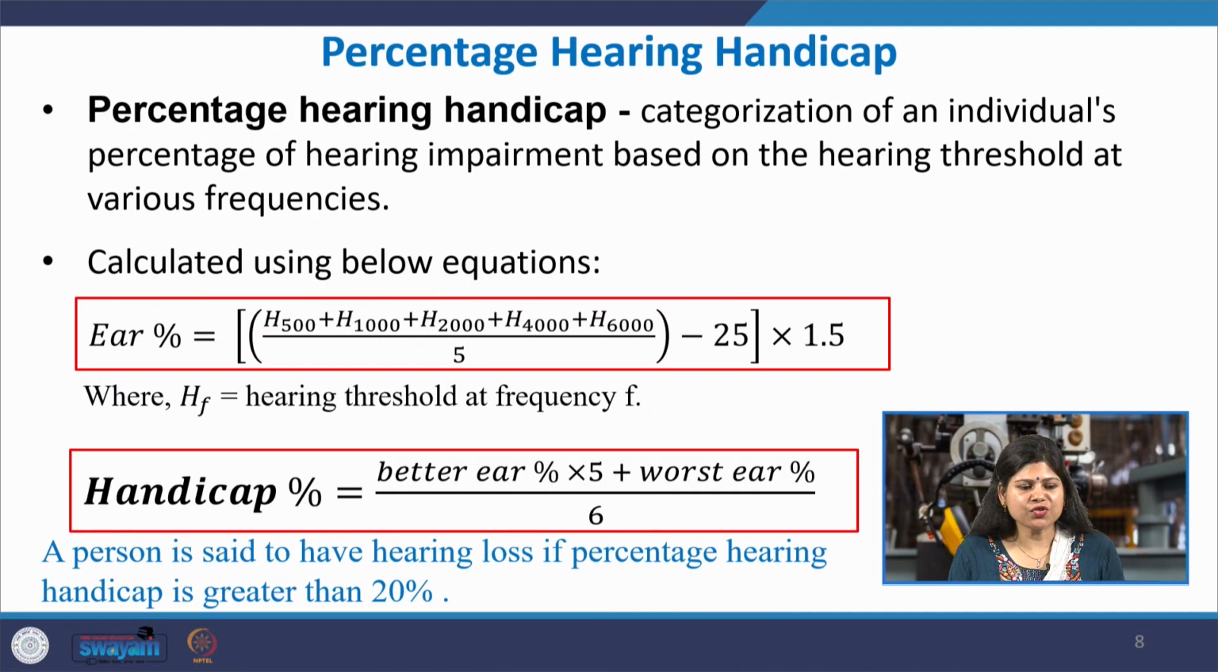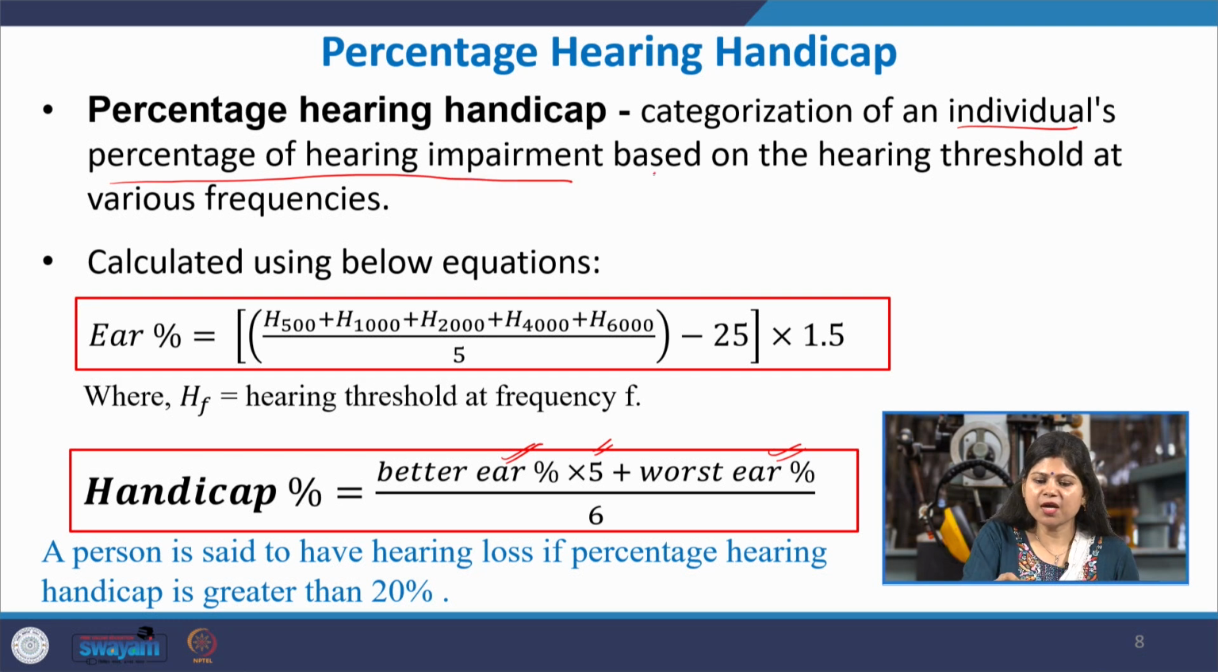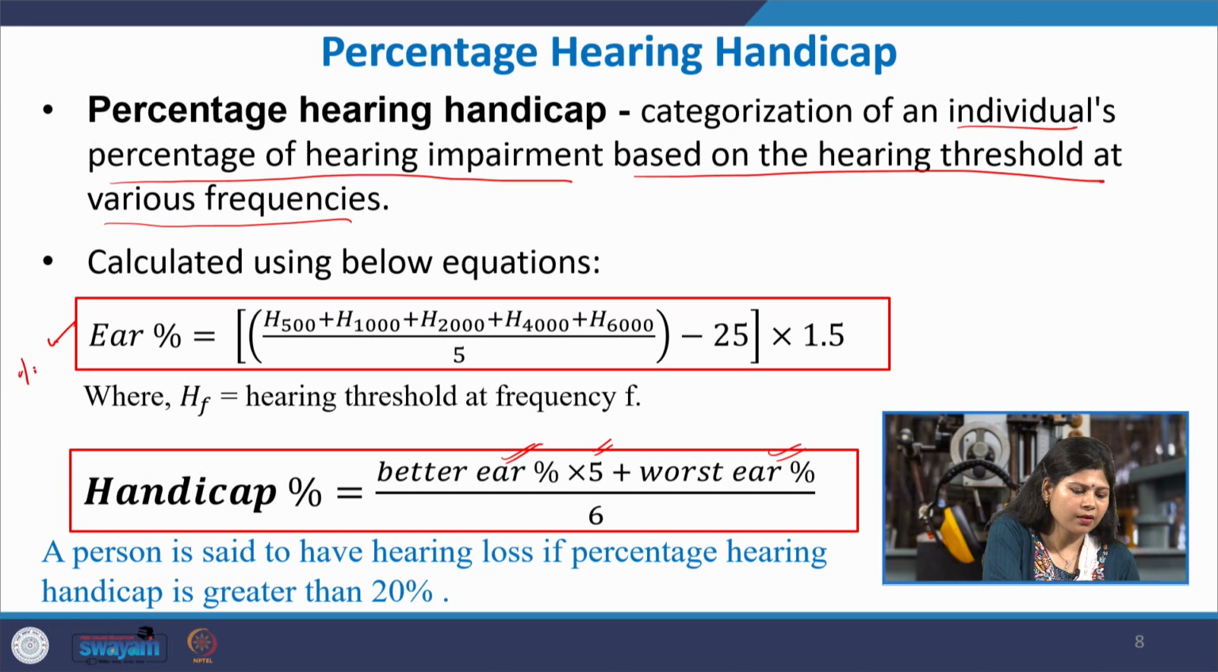There is another measure which is the percentage hearing handicap, where the data of both the ears is taken into account, but the better ear is given a higher weightage. So, 5 times the data of better ear plus 1 times the data of the worse ear, and then we take the average. So, how do you calculate this? This is categorization of an individual's percentage of hearing impairment based on the hearing threshold at various frequencies. So, once again the formula is that for each ear you first calculate the percentage of hearing in each ear.